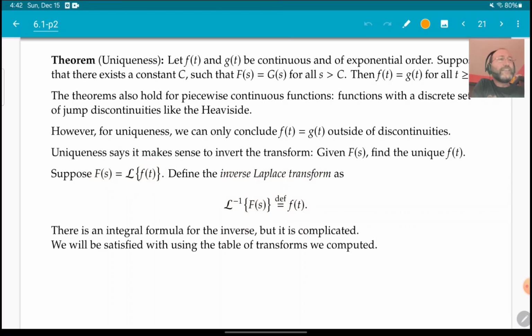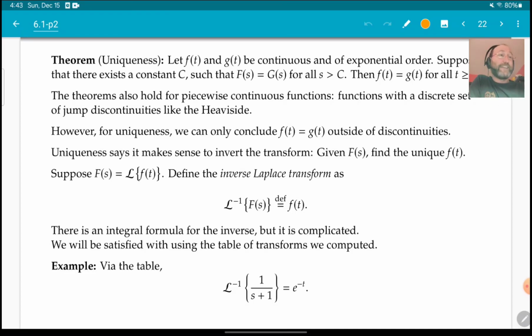Now, there is an integral formula for the inverse, but it's complicated. It requires complex analysis. So we're definitely not going to look at it, and we don't really worry about it. The thing is that we're mostly not even worrying about the integral formula for the forward transform. We're mostly using the table, right? I mean, we know that there is a formula. It's useful sometimes, but we're not really too worried about it for computations. For computations, we are just looking at the table and using linearity, really. So for the inverse, we'll just look at the table. We're not going to worry about trying to compute this in some other way.